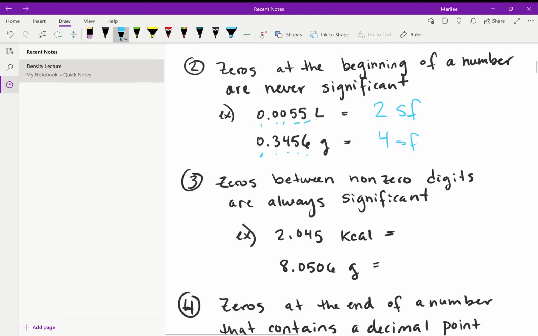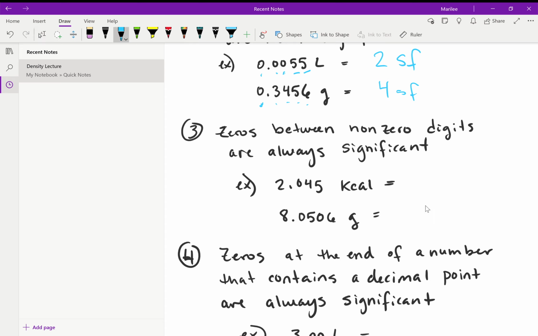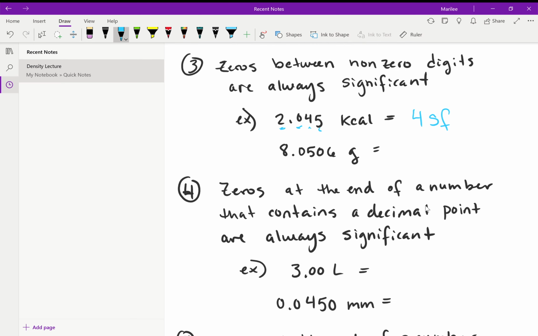Rule number 3 states that zeros between non-zero digits are always significant. So if you have a 0 between 2 non-zero numbers, then it'll count as a significant figure. Here we have an example that says 2.045. So these 2, 0, 4, 5. That's 4 significant figures. Now our next example, we have 8.0506. You see here we have 2 zeros, but they're all between non-zero digits. Therefore, we have 5 significant figures.